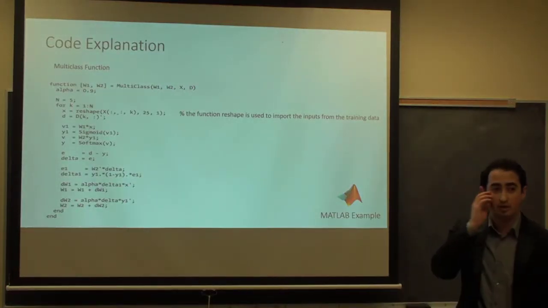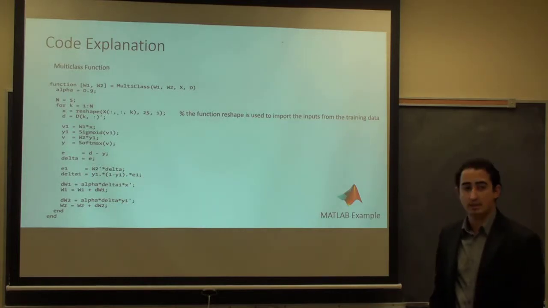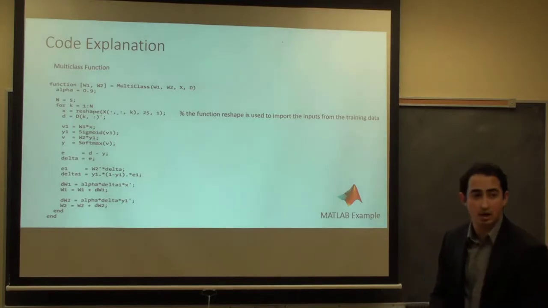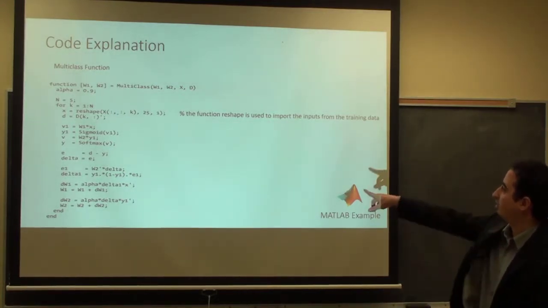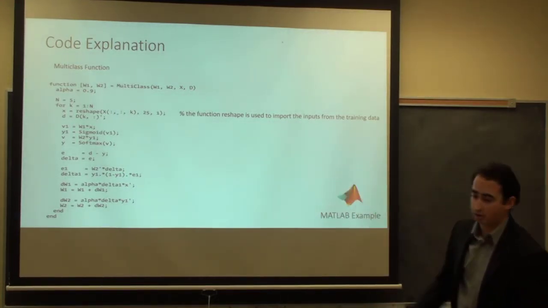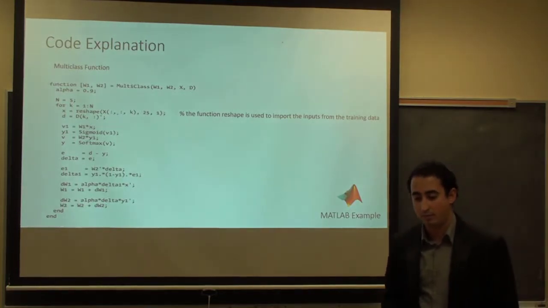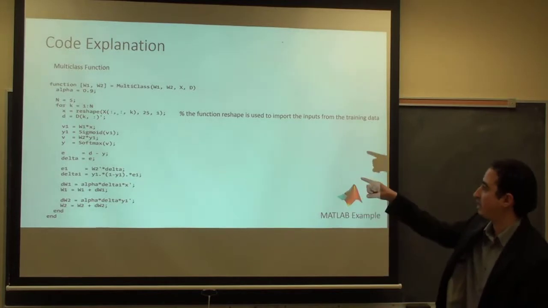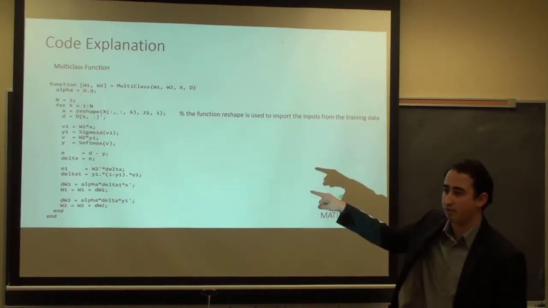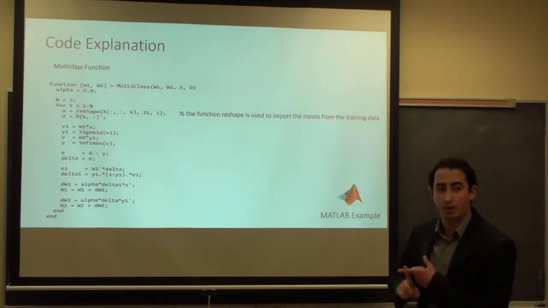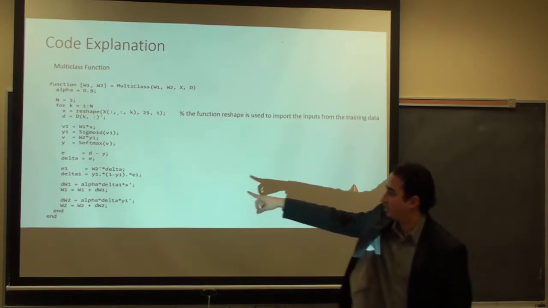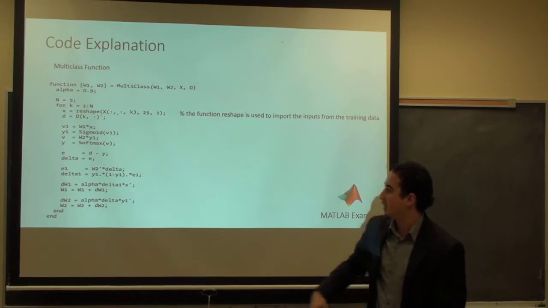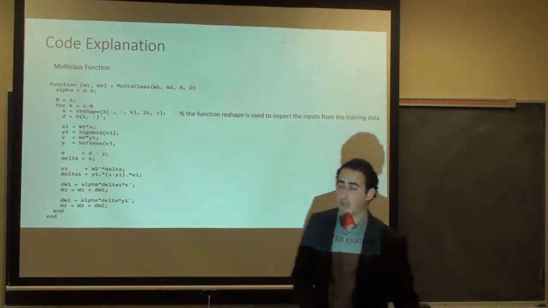The first thing we have to define, because I'm writing code for the multi-class function, is the function multi-class. The reshape function is for importing the inputs from the training data. And we're using, as I said, the sigmoid function and the softmax function. We're calculating the error. The D is the desired output minus what we get from our system. So here we calculate the error.